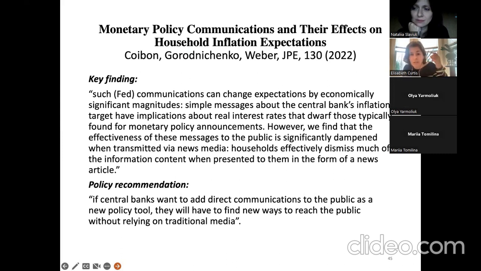And he argues that what he sees in his research, I don't give you a lot of details here, so you have to go read the paper, simple messages about the central bank's inflation target have implications about real interest rates that are huge compared to what we typically find in monetary policy announcements. However, he notes, we find that the effectiveness of these measures to the public is significantly dampened when transmitted through the news media. He's noting that if we use traditional news media outlets to communicate Fed policy, people don't listen to it.